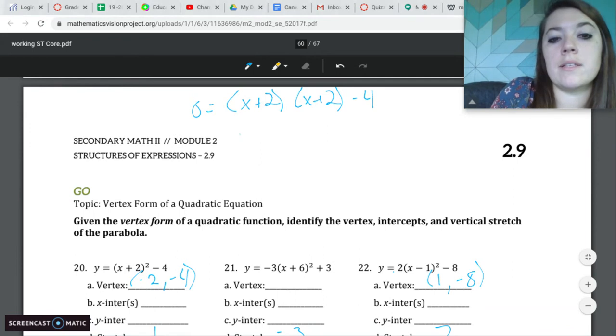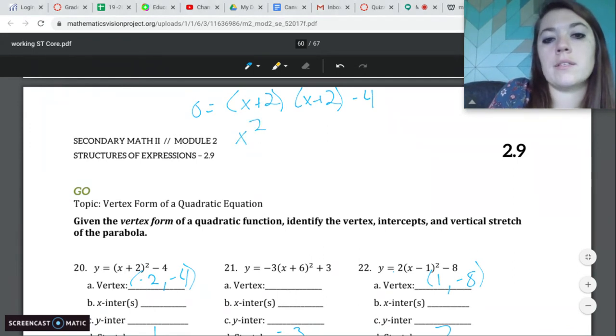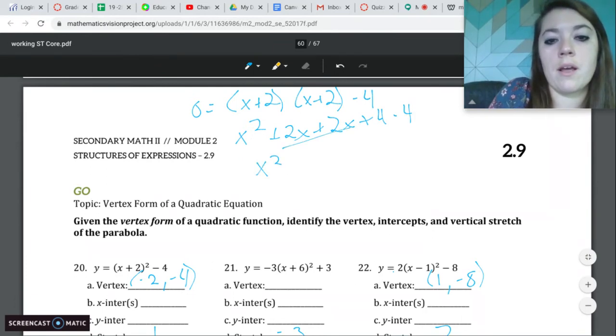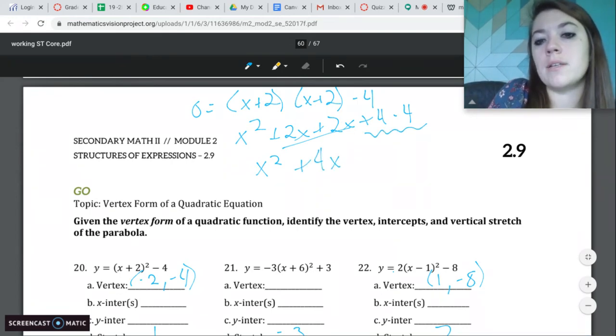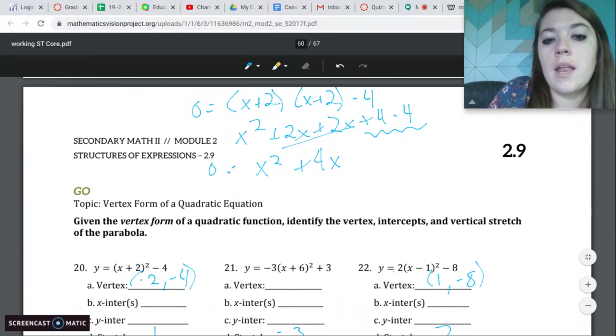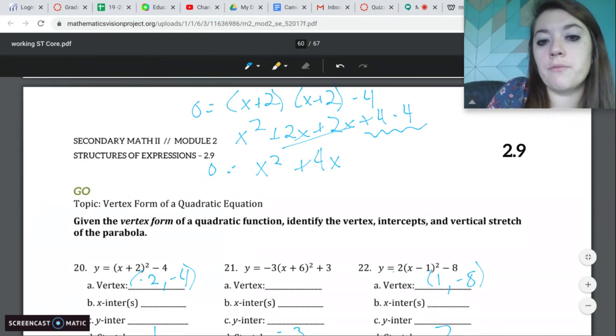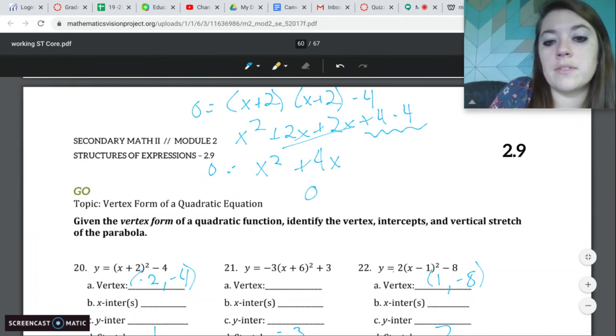So x times x is going to give us x squared. X times 2 will give us 2x. 2 times x will give us 2x. And 2 times 2 will give us 4, minus 4. Combine like terms. So we have x squared plus 4x, and then we have +4 minus 4, so that's just 0. So this equals 0. Now, what do x squared and 4x have in common? They both have an x. So we have 0 equals x times (x plus 4).